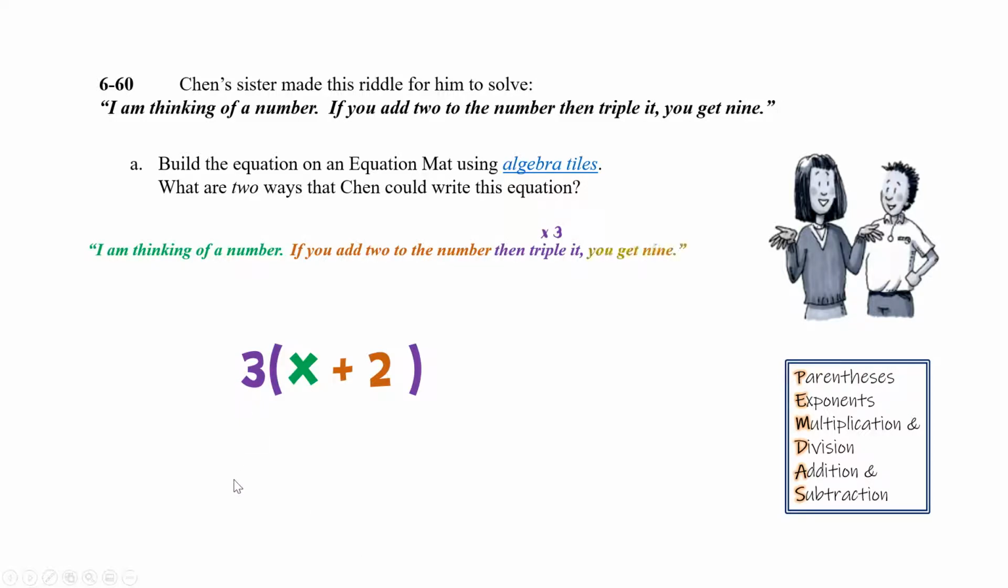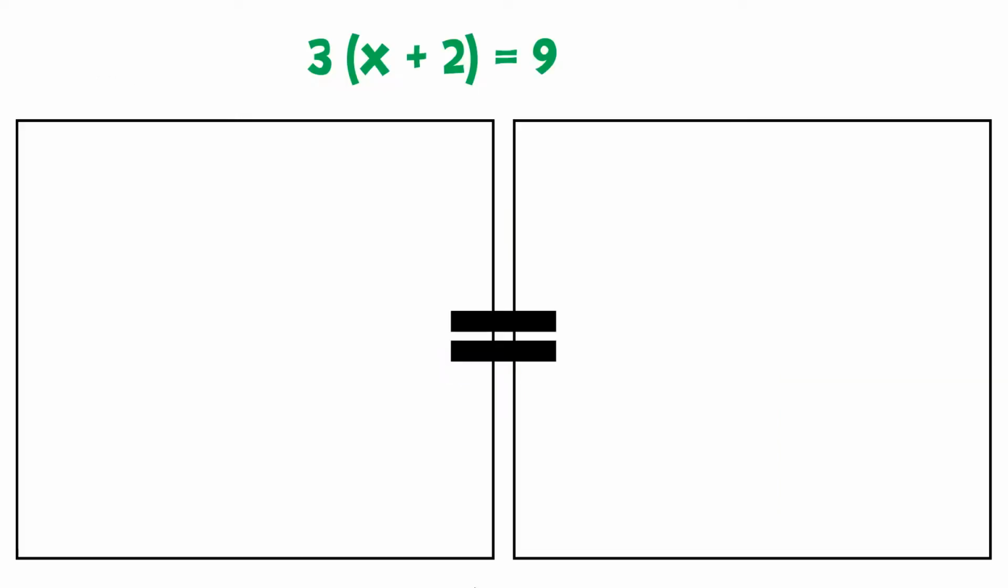All right, the last part says you get 9, and that's just a fancy way of saying it equals 9, right? That's what you're left with once you do all of that. It's equal to 9. Okay, so there is one equation to represent the riddle that Chen's sister made. But part A says we need 2 ways. So let's take this over to our equation mat. We have 3 times the quantity of x plus 2 in parentheses is equal to 9.